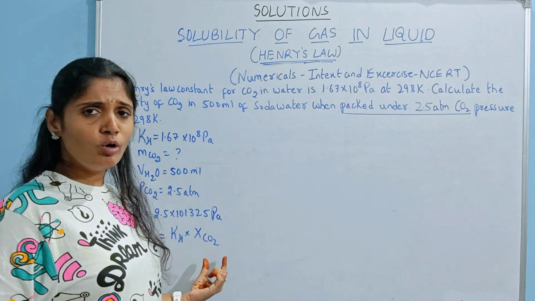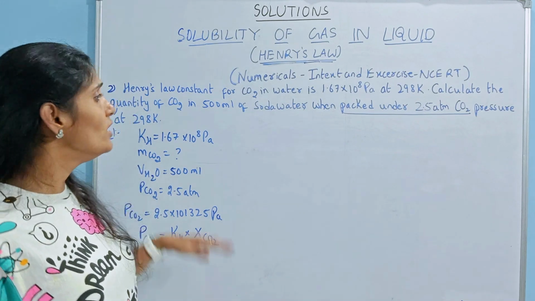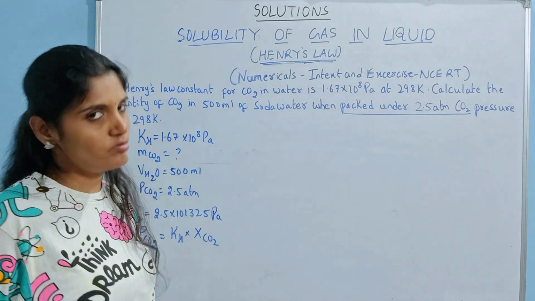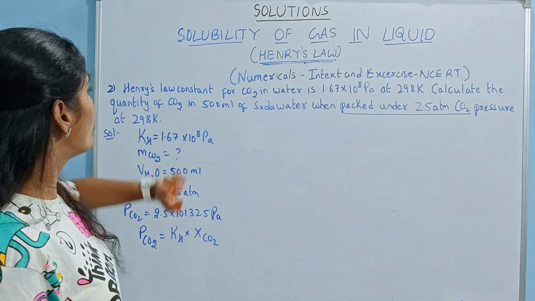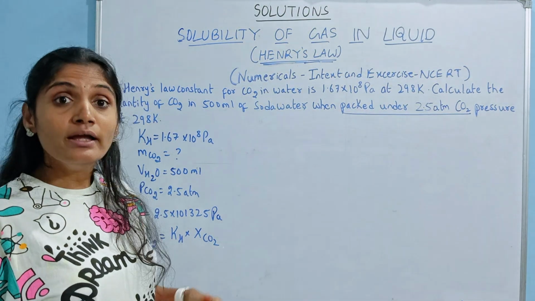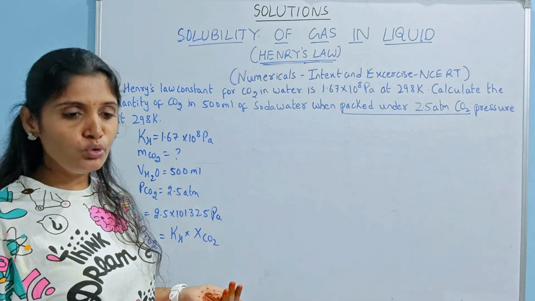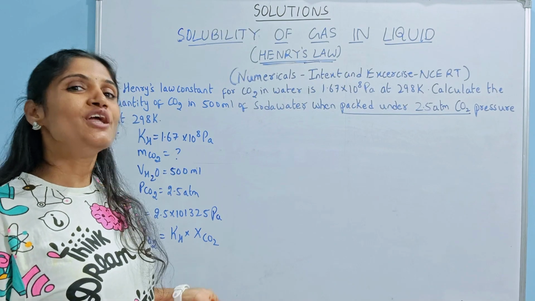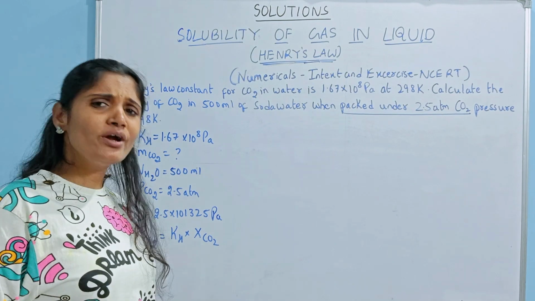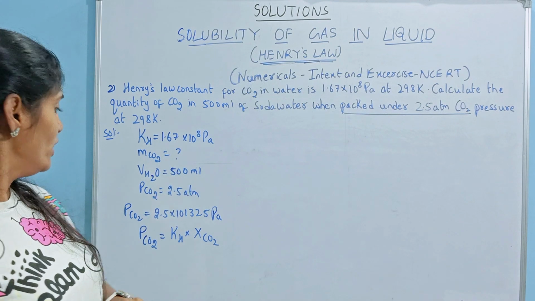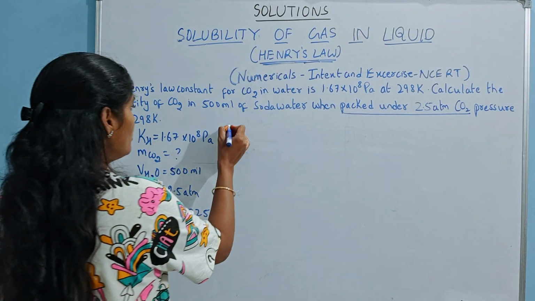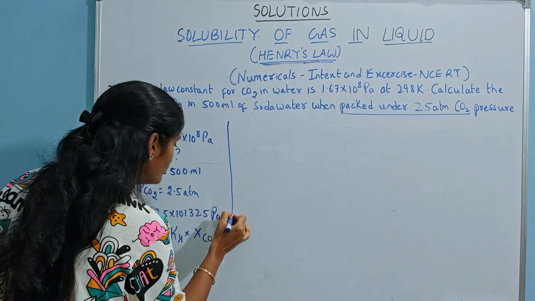Now I will obviously find mole fraction of CO2. But did they ask mole fraction of CO2 in the question? No. They have asked for quantity of CO2. But if you know the mole fraction of CO2, you can know the moles of CO2. If you know moles of CO2, then obviously you can find mass of CO2. So we'll do it in that way. So first let me find mole fraction of CO2.